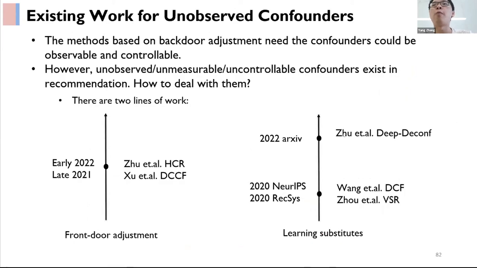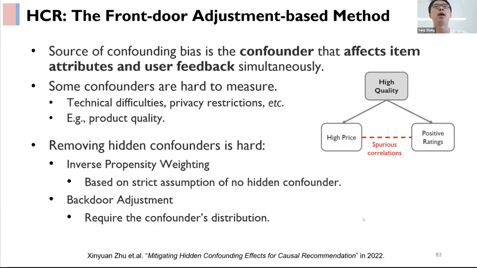Next, I would like to introduce some work regarding unobserved confounders in recommendation. To deal with unobserved confounders, there are two lines of work: front door adjustment based methods and learning substitute methods. HCR is a front door adjustment based method.